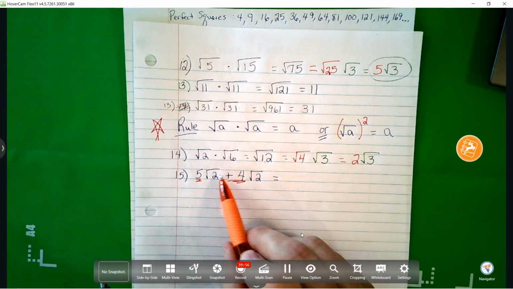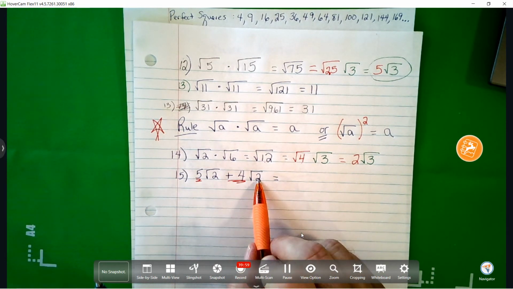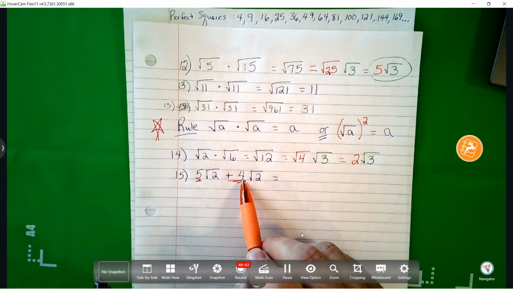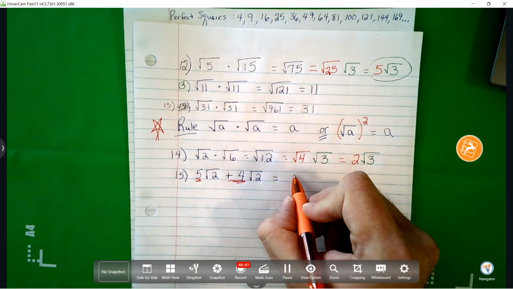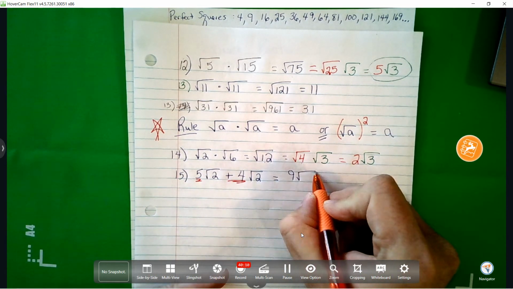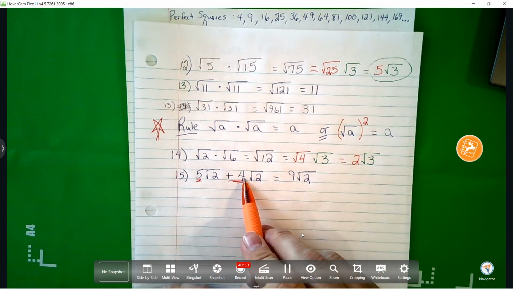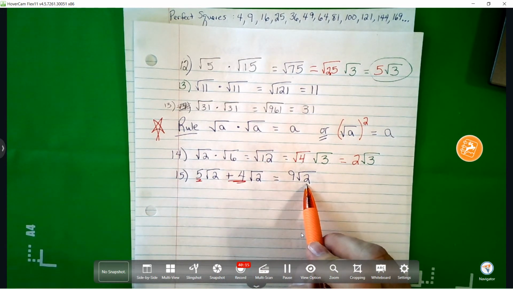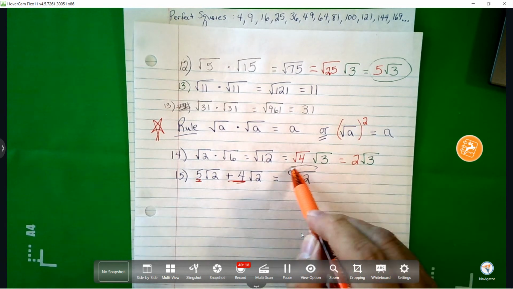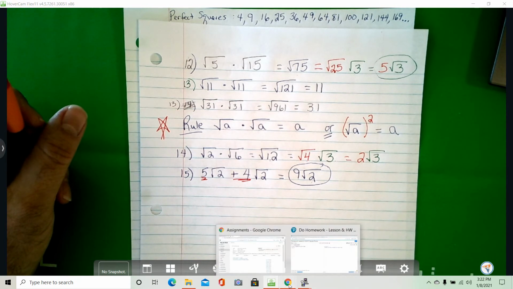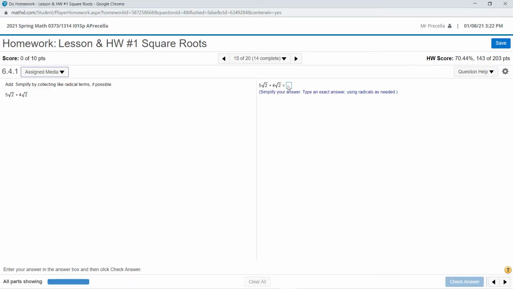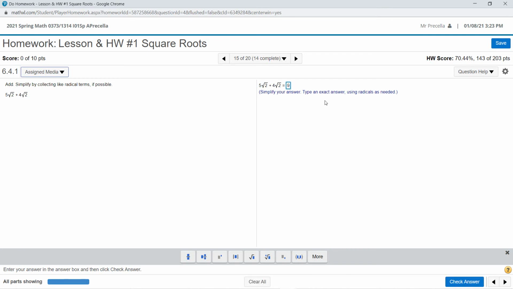To add square roots, you do not add the numbers underneath them. Like 5 square root of 2 plus 4 square root of 2, that's sort of like 5 apples plus 4 apples. That's 9 apples. 5 plus 4, 9. Leave the square root of 2. So 5 square root of 2 plus 4 square root of 2 is 9 square root of 2. To add square roots, you just add the numbers in front. Don't add the radicands. Don't add the numbers under the square root symbol.